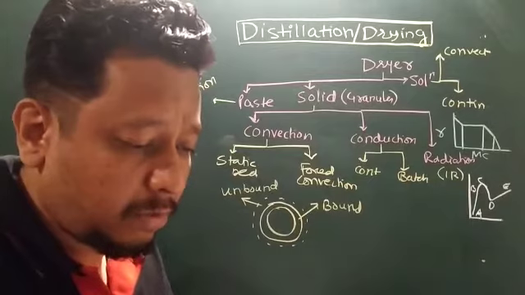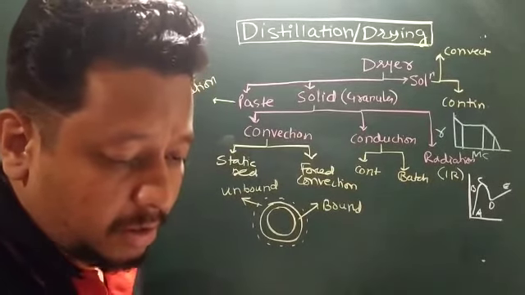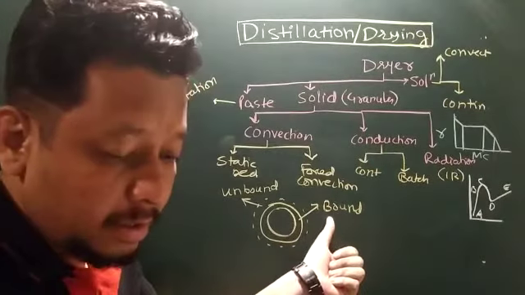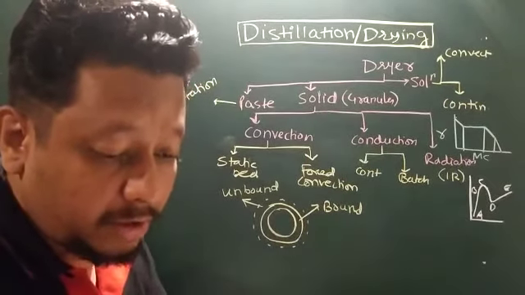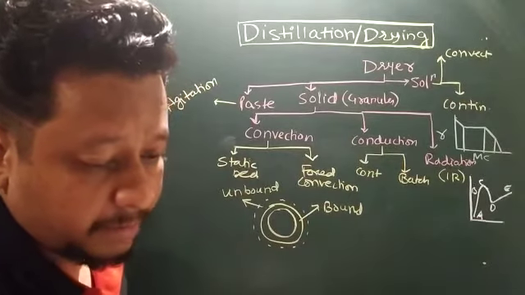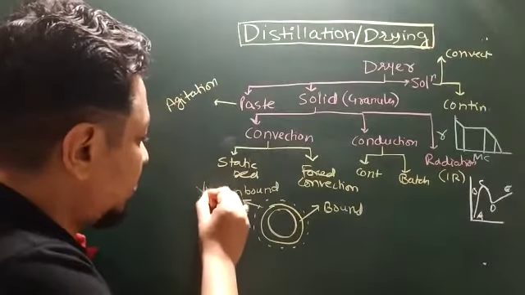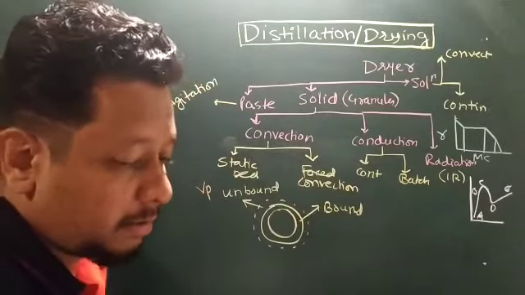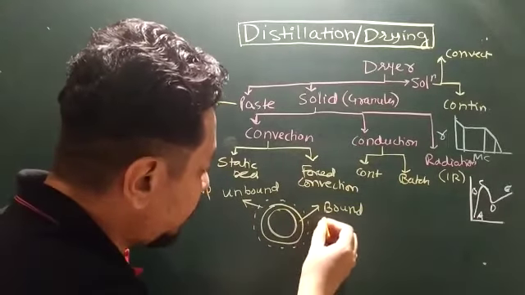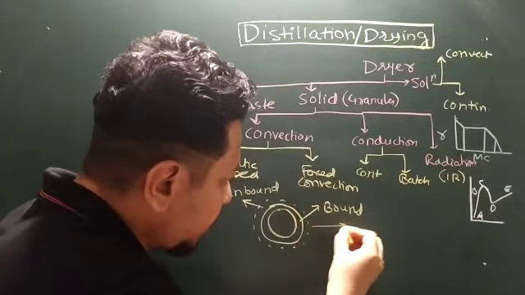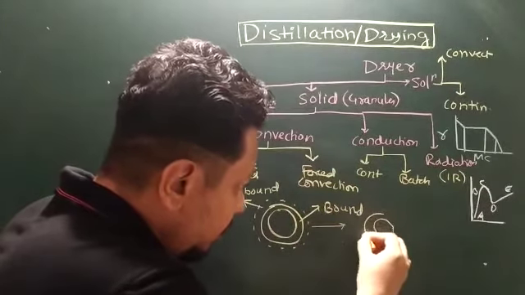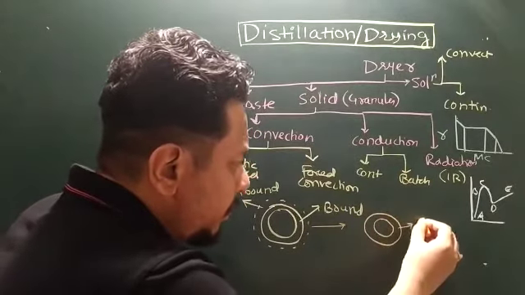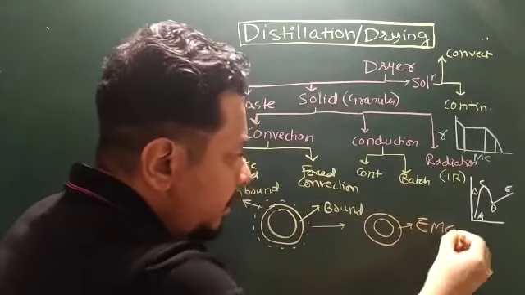Okay, now what is the difference? Bound moisture possesses an equilibrium vapor pressure less than that of pure water, whereas unbound moisture has a vapor pressure exactly equal to pure water. So drying is nothing but removing the excess moisture to allow a substance with bound water to reach the equilibrium moisture content.